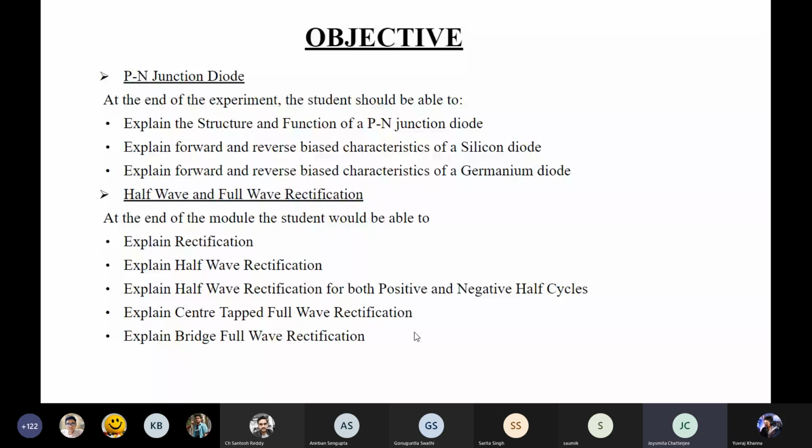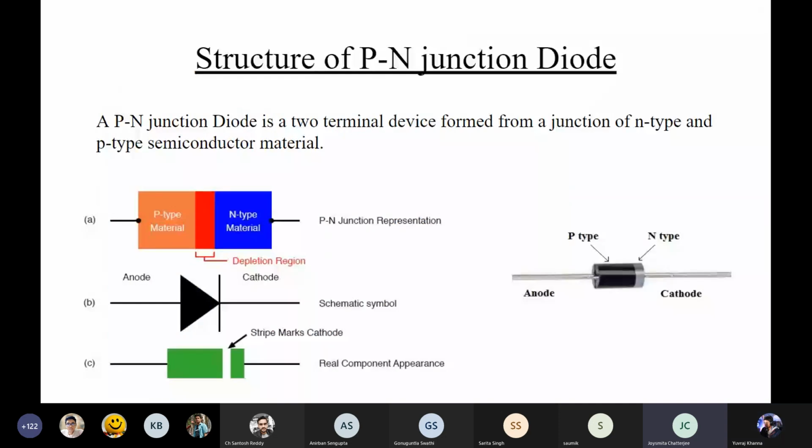Next is the PN junction diode. Basically it's a two-terminal device which is formed from a junction of a p-type and n-type semiconductor. We know that for an n-type semiconductor, free electrons are the majority carriers, and for p-type semiconductor, holes are the majority carriers. So when an n-type semiconductor is joined with a p-type semiconductor, a PN junction is formed. Now the junction, in the stable situation, has no charge carriers, and therefore this region is called the depletion region, and the thickness of this region varies with the applied voltage.